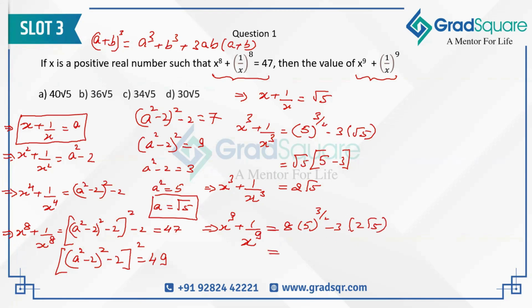Now, if you go a little further, it's going to be 6 times of root over of 5. And if you take root over of 5 common, you are going to get 8 into 5, which is going to be 40 minus of 6. So that's going to be 34 times of root over of 5. x power 9 plus 1 by x power 9, the value is turning out to be 34 root over of 5, which is option C as the correct answer for this question.